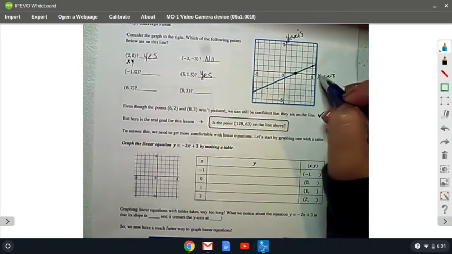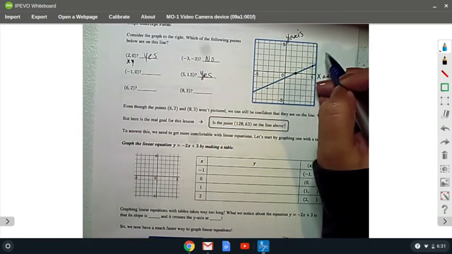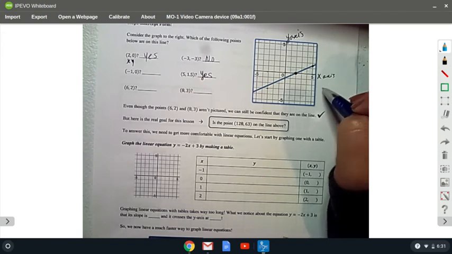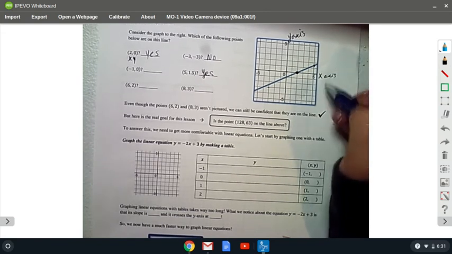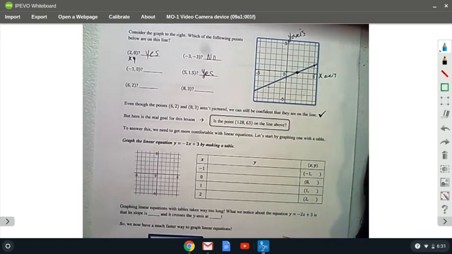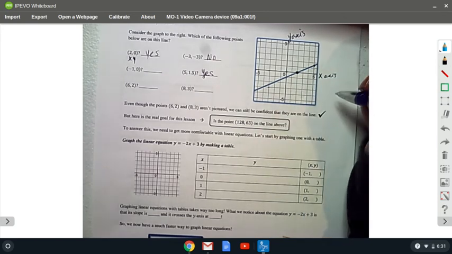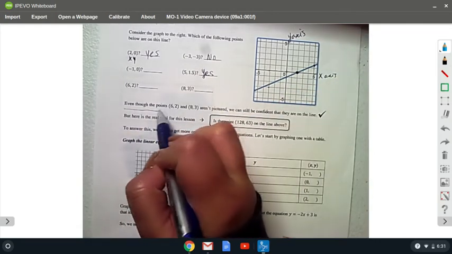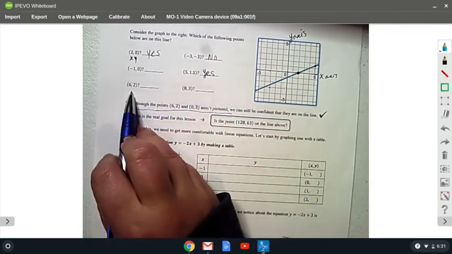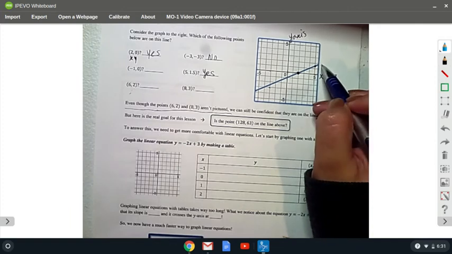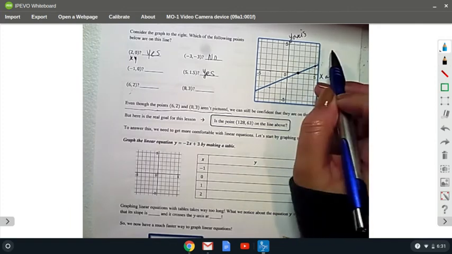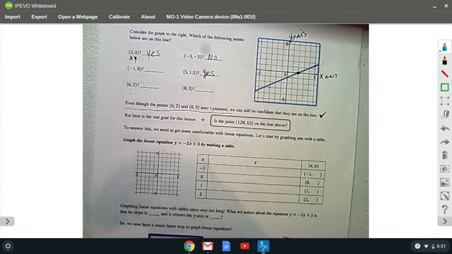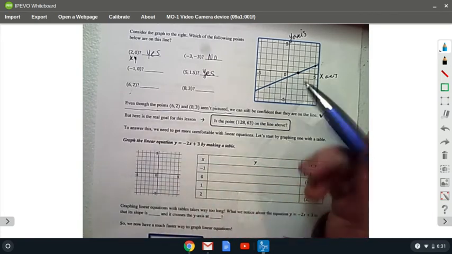8, 3. Okay, so 8, 3 goes off my axis. It goes out of my picture. I could start to imagine this. I could also just try to plug it in an equation if I had the equation. But the point is that even though the points 6, 2 and 8, 3, because 6, 2 right here as well, even though those points are not shown in this picture, I can still be confident that they're on the line. I can still figure that out.